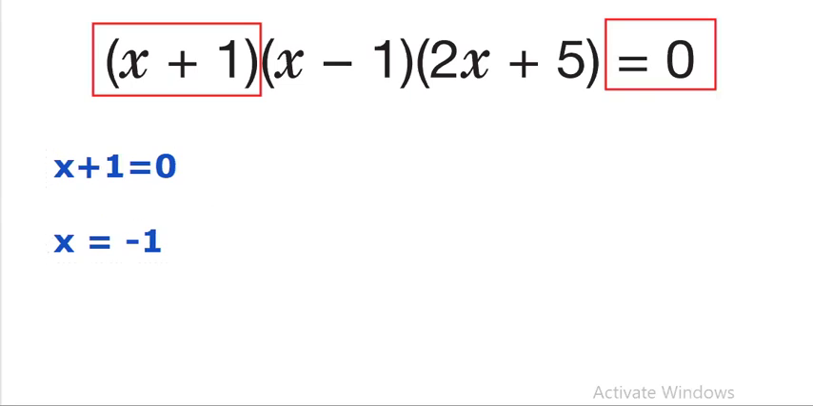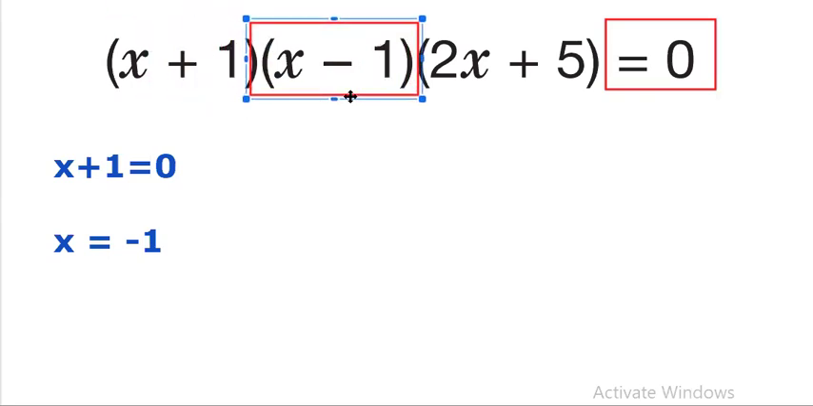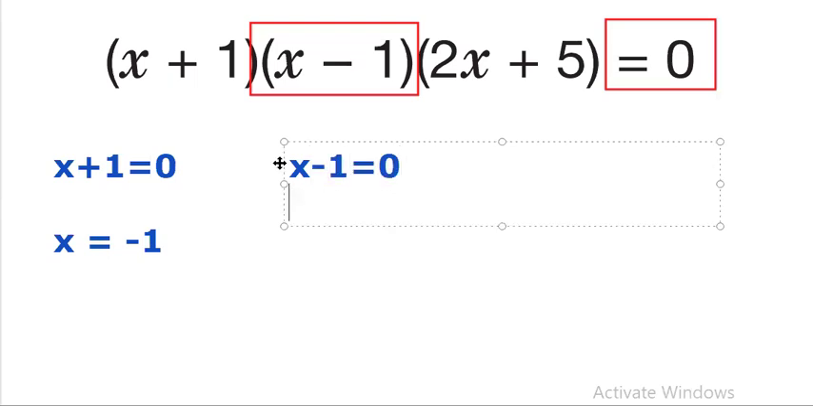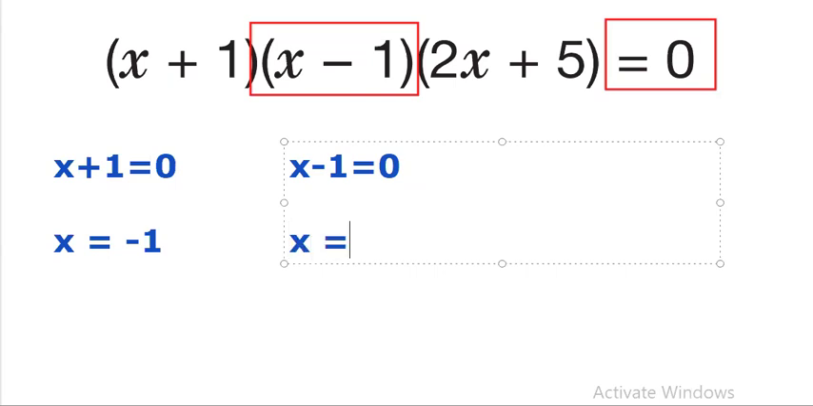Now we move on to the next part of the equation here, x minus 1. We say x minus 1 equals 0. Same steps. And then we take the 1 to the other side. So x will equal +1. And this is the second answer for x.